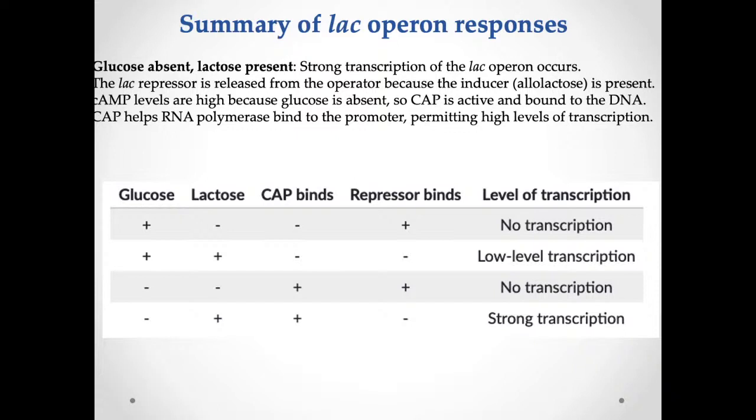So this is the summary that we have just discussed. With lactose minus, glucose plus: CAP and repressor bind. Then with glucose plus, lactose plus, without CAP, without repressor: low level transcription. No glucose, no lactose: CAP binds, repressor binds, no transcription. Glucose is not there, lactose is there: CAP binds, repressor does not bind, then strong transcription. So that's the summary that we have just discussed in the previous diagram.